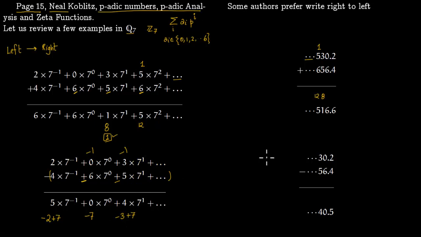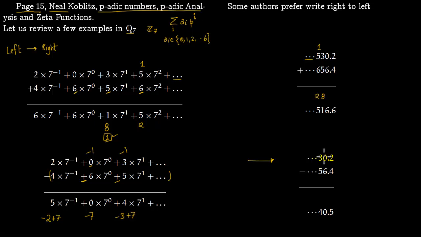Again, we can rewrite this in this form. This 2 is 7 to the minus 1, so that's why it's 0.2. Here it is 4 times 7 to the minus 1, so it is 0.4. Again, this 0 comes right here, this 3 comes right here, these dots come here. Similarly, this 6 comes right here, this 5 comes right here, and dots come here.